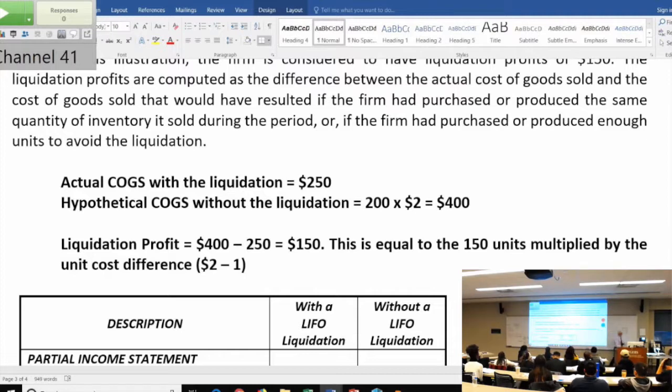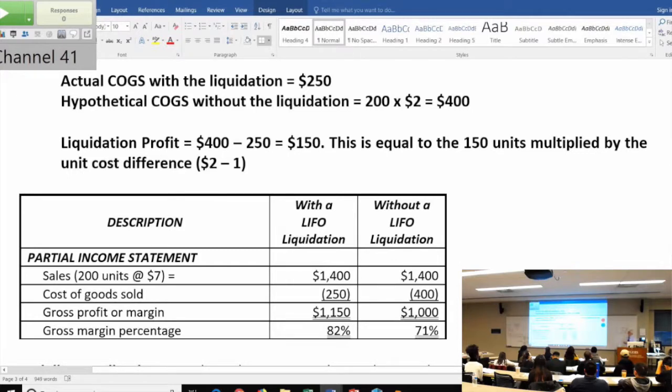So liquidation profit is going to be the difference between what cost of goods sold actually was, which is, excuse me, 250 with the liquidation, and what it could have been without the liquidation. And what this represents is that you buy enough. We assume that purchases are equal to sales, at the cost, and that would have been the 400. So that would be cost of goods sold without the liquidation.